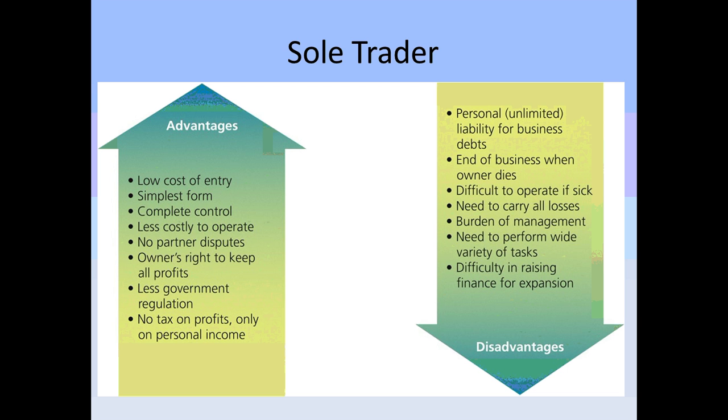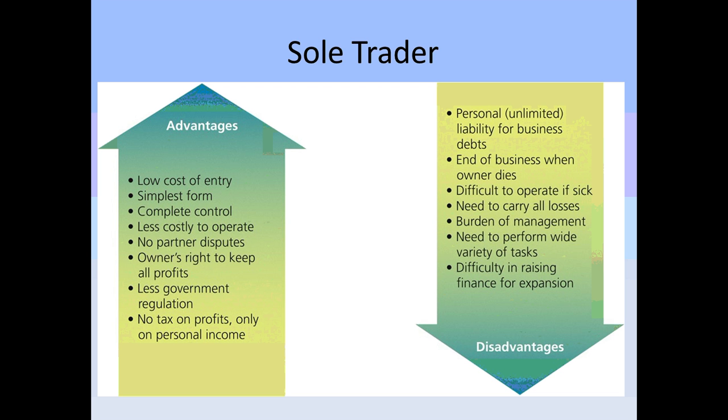Let's go briefly through the advantages and disadvantages of the various ownership structures. The advantages of being a sole trader: it's the lowest cost of entry. It only costs you $150 at the Department of Fair Trading to register your business name and receive an Australian business number. It's the simplest form of company.